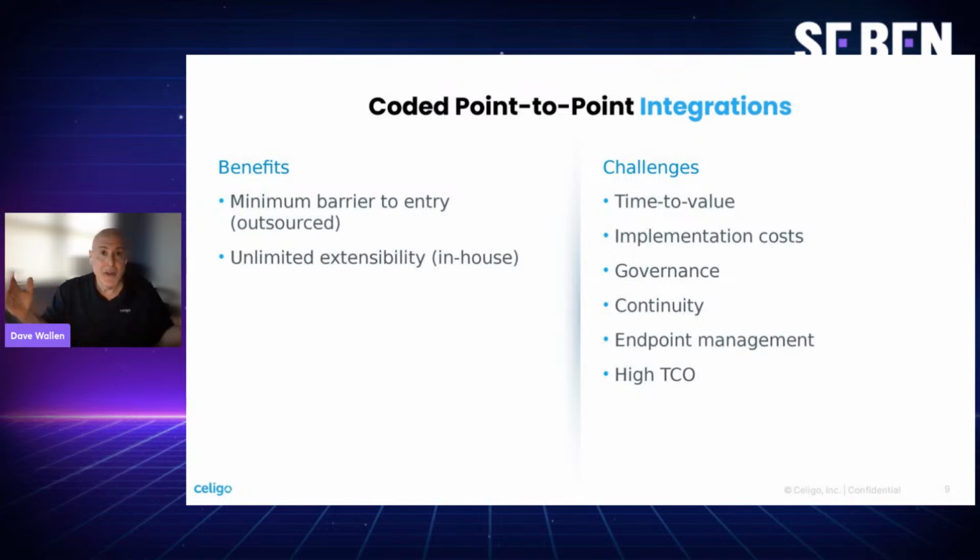So let's look at some of these options. And the first one, and kind of the oldest option, the option that's always been there, is coded point-to-point integrations. It's funny, on a benefit side, it has the smallest barrier to entry, but it's also the most unlimited, biggest can-do-anything solution, right? So the smallest company can hire somebody, usually an outsourced partner, to build an integration from one system to another. On the other side, that unlimited extensibility, right?